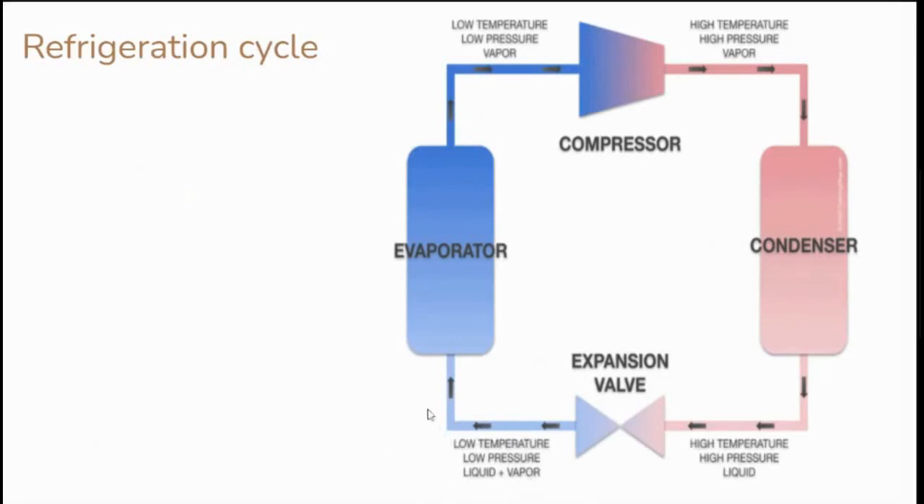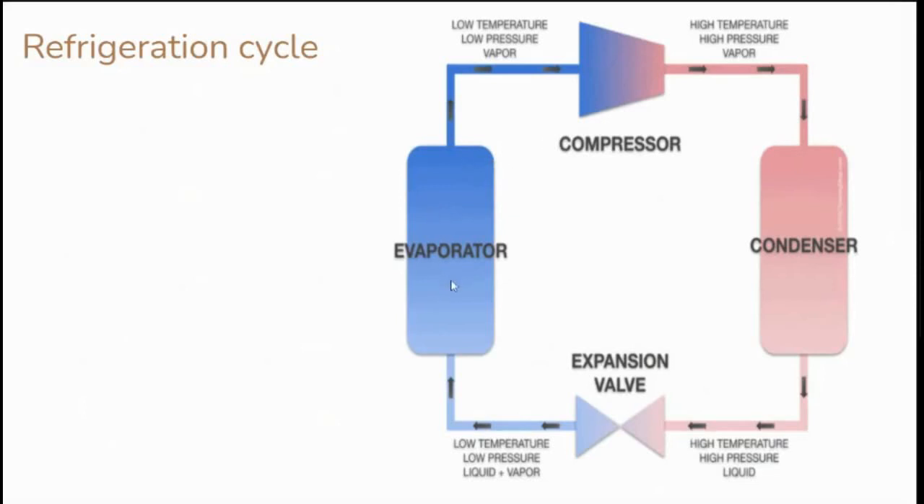So the wet vapor on passing through the evaporator absorbs heat from the surrounding space, which is usually within the building, and on absorbing the heat, it gets converted into dry vapor, low temperature, low pressure vapor. So this vapor is again taken to the compressor and the cycle repeats.